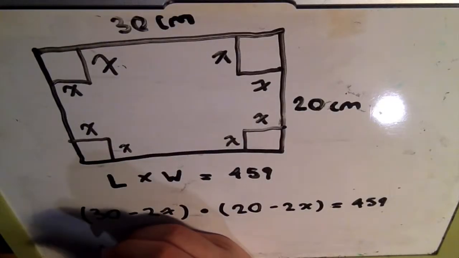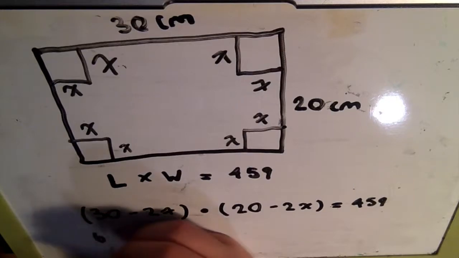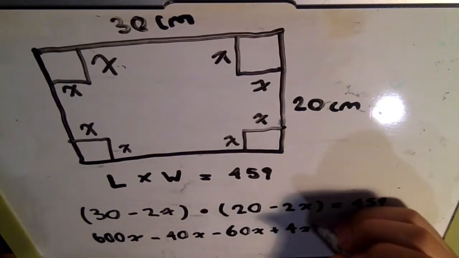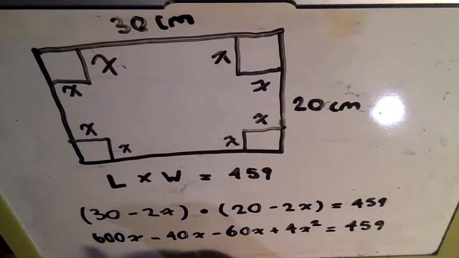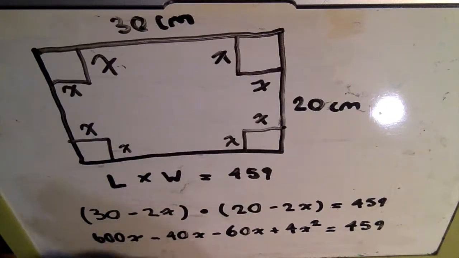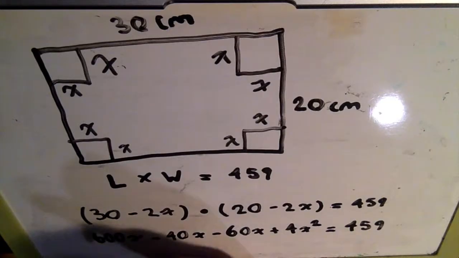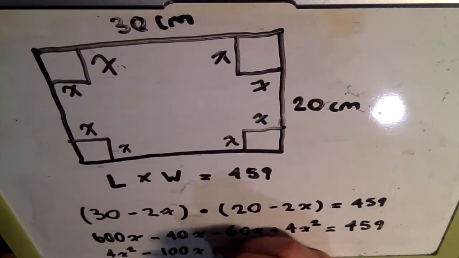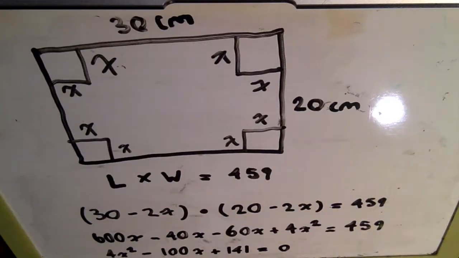We can now expand the left side of the equation. This is starting to look a lot like a quadratic. So let's move the 459 over to the left side and make the right side 0. So we can insert it into a quadratic equation to solve for x. Okay, let's start putting everything into the quadratic equation.